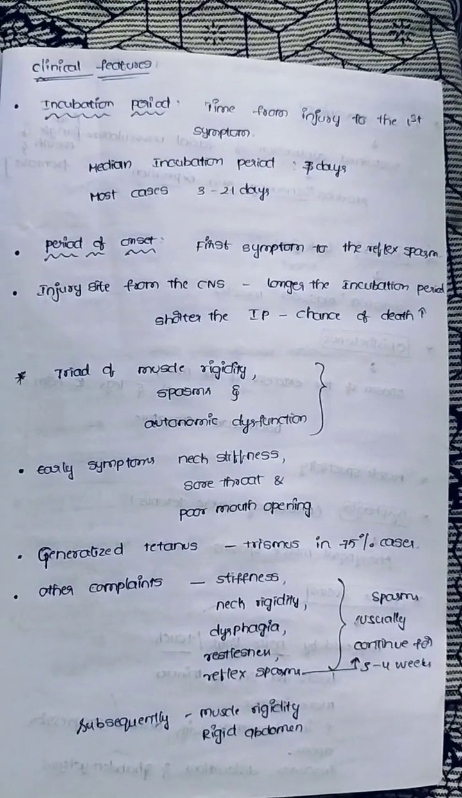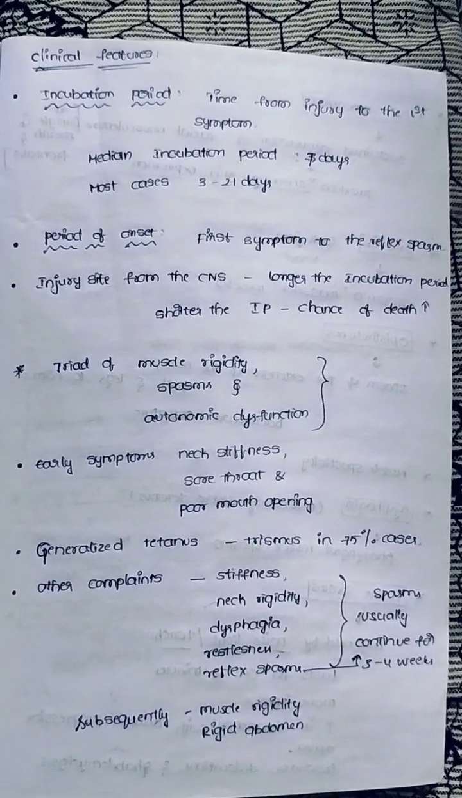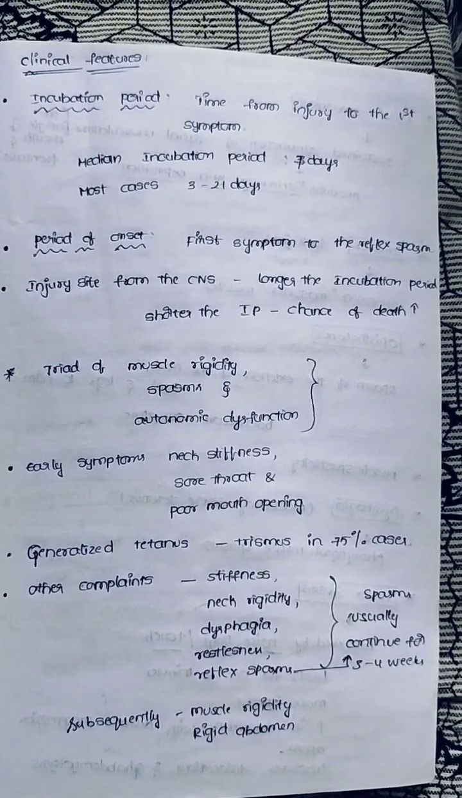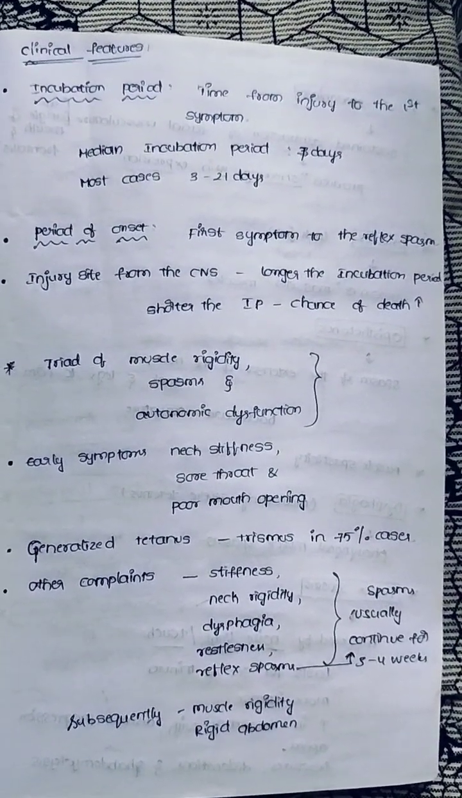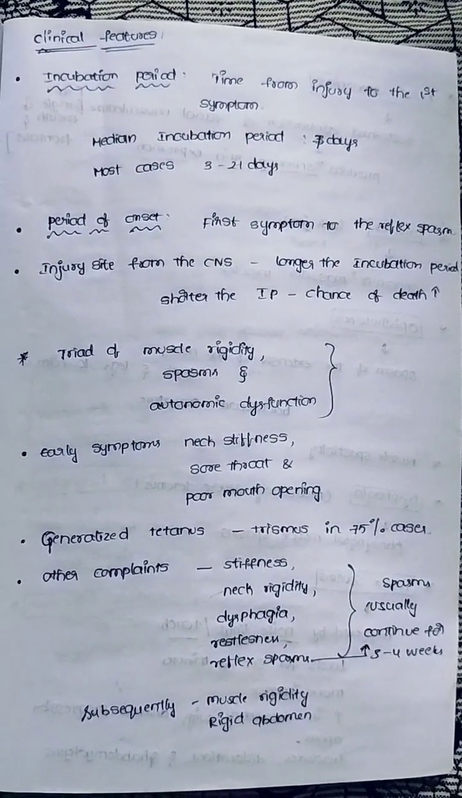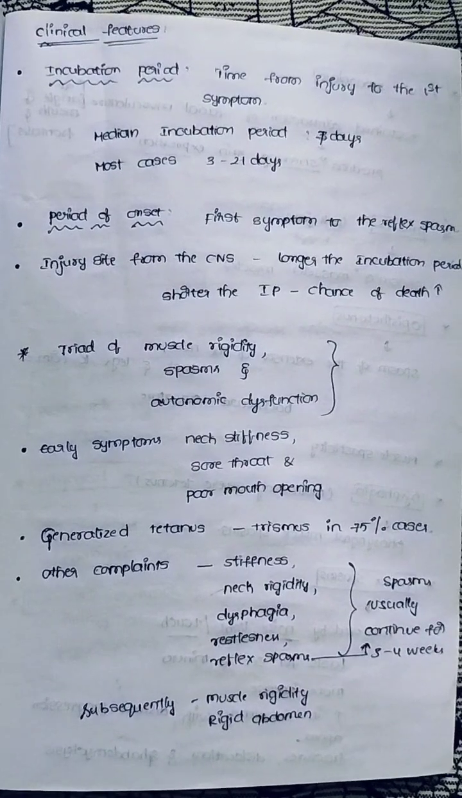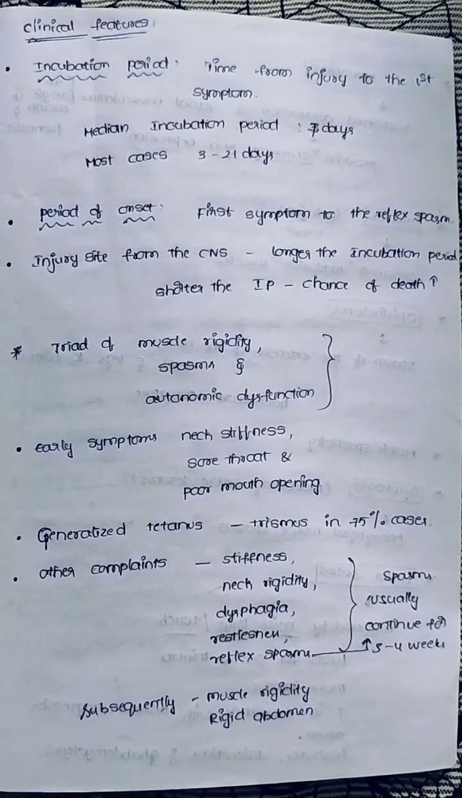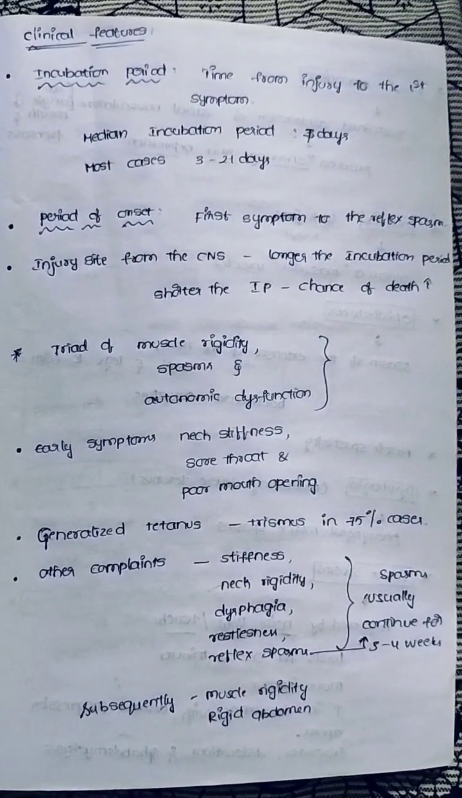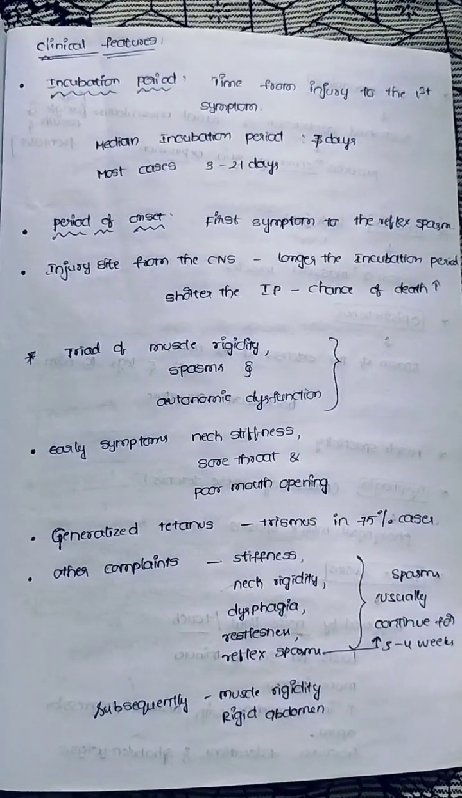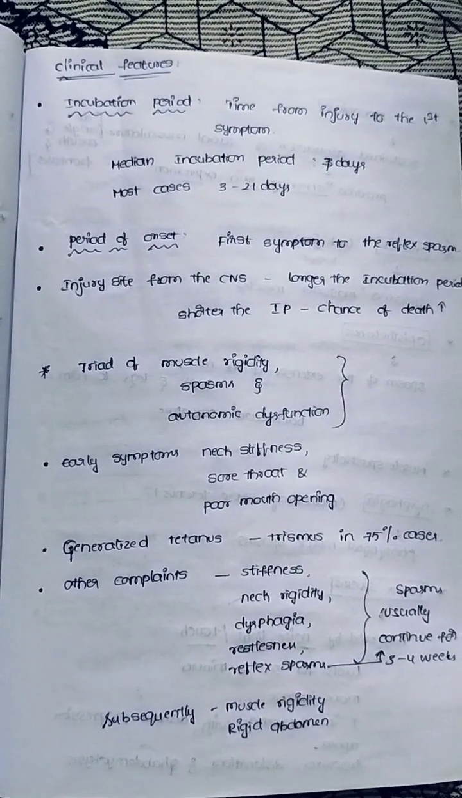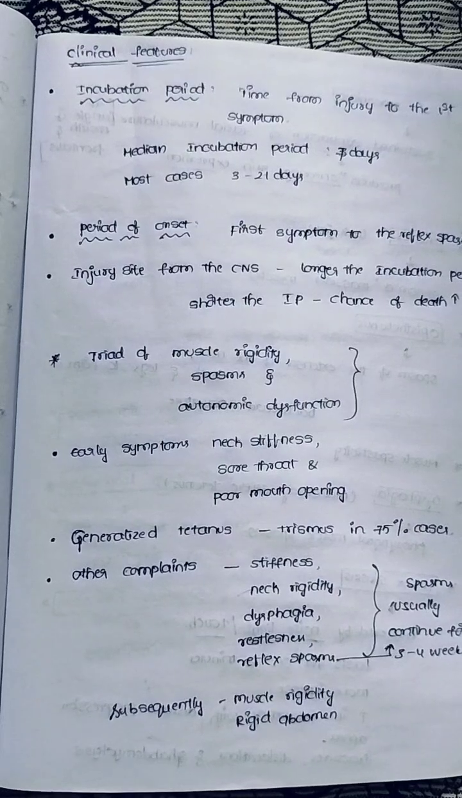Coming to the clinical features of tetanus: the incubation period means the time from injury to the first symptom. The first symptom occurs within 7 days, or within 3 to 21 days also. The period of onset means the first symptom to the reflex spasms. The symptoms include a triad of muscle rigidity, spasms and autonomic dysfunction.